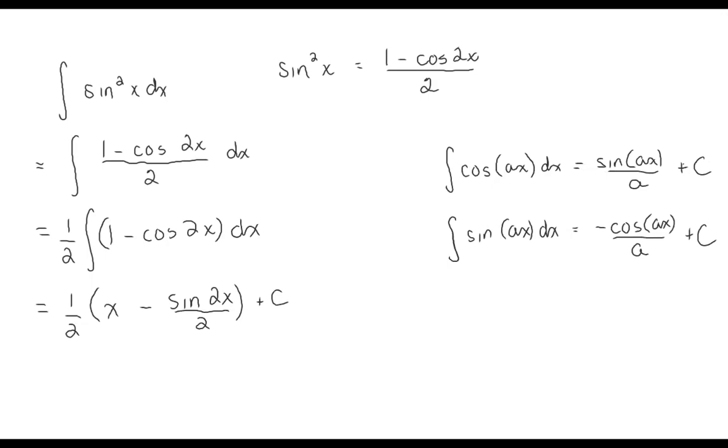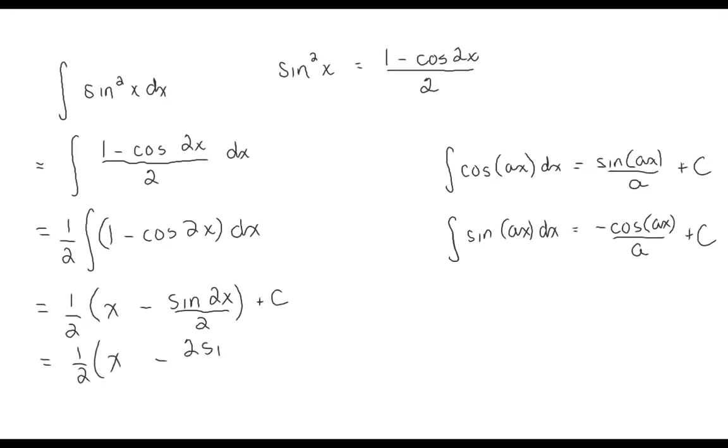Now, one thing that's different about how this answer looks compared to if we did this problem with the reduction formula is that this is written in terms of the double angle, in terms of sine 2x. Notice we could now go and use our double angle formula for sine.